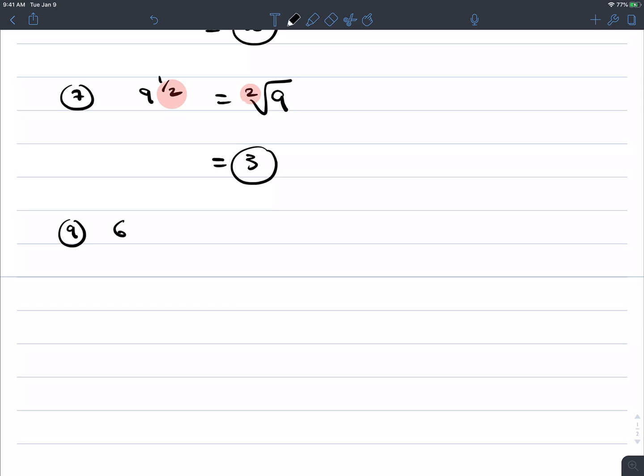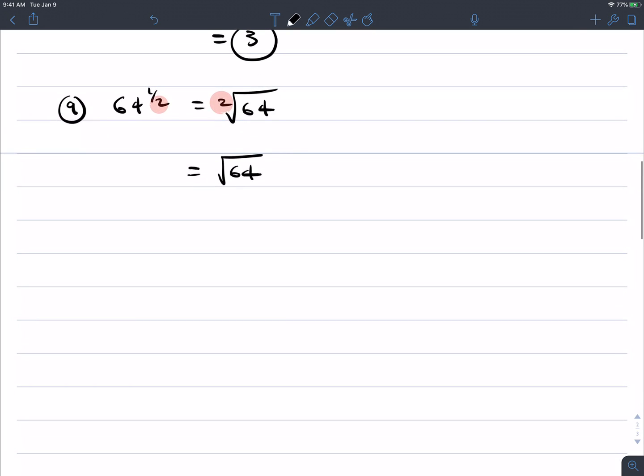Number 9. 64 to the 1/2. Again, that's the square root of 64. Do I have to put the index of 2 if we know it's the square root? What do you guys think? I could just write this as what? Regular square root? Yep. And the square root of 64 is going to be 8.